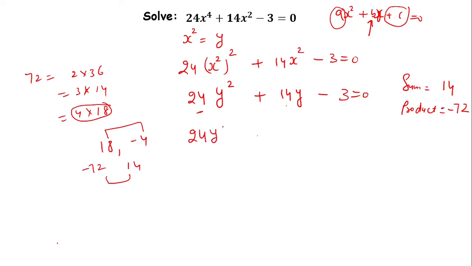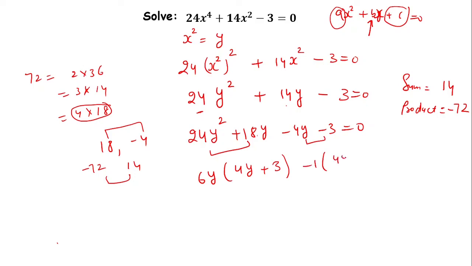So 24y² plus 18y minus 4y minus 3 equal to 0. In these two terms we have common 6y, here we have 4y plus 3, and the common factor in the other two is negative 1. Again we have common 4y plus 3 equal to 0. Sorry, it's my fault, that's wrong.